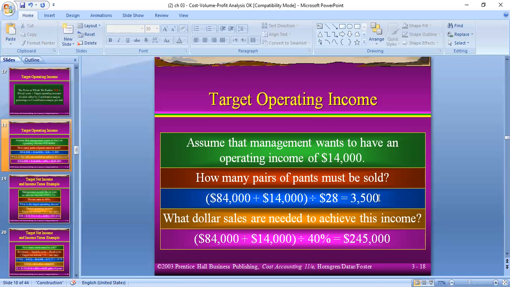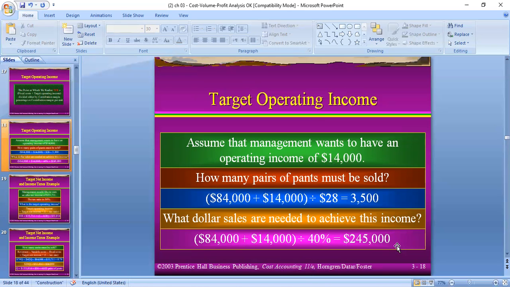The 3,500 units is more than the break-even of 3,000. The number of units above break-even equals 500 units. If you multiply the excess 500 by 28, it gives you $14,000. Again, what dollar sales are needed to achieve this target income? Add the target operating income to fixed cost and divide by 40% instead of $28, and it gives 245,000.